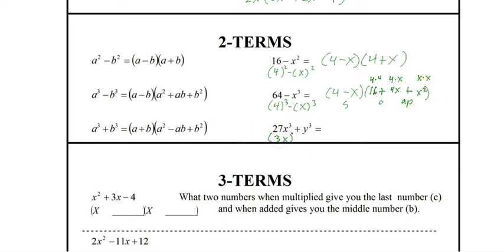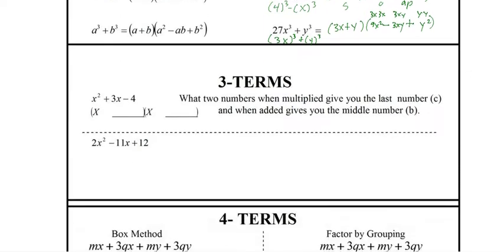And the plus is the same thing. So we get 3x for our cube. And y for our cube. And so our sign is 3x plus y. So same, opposite, always positive. 3x and 3x is 9x squared. 3xy, it goes in the middle, and then y times y is y squared. And there are our 2 terms.